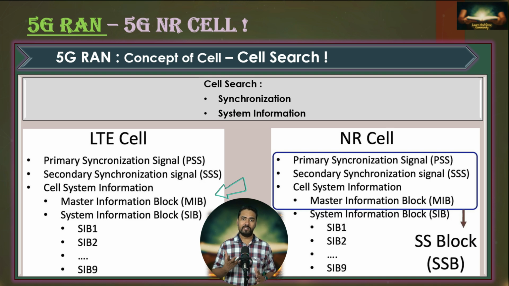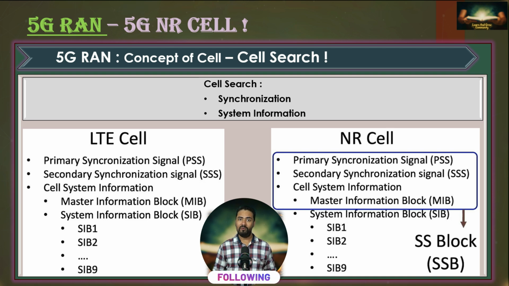First is the Master Information Block or MIB. MIB is delivered by the broadcast channel. And second is the System Information Block or SIB. System Information Blocks are delivered through the downlink shared channel. Note that there is only one MIB type message, but there are several SIB type messages, like SIB1, SIB2, SIB3 and up to SIB9.